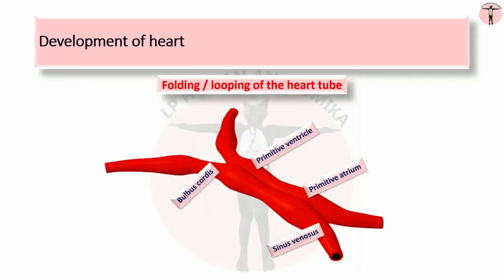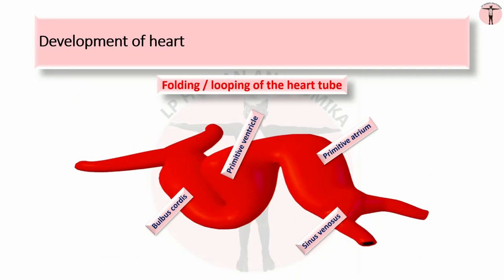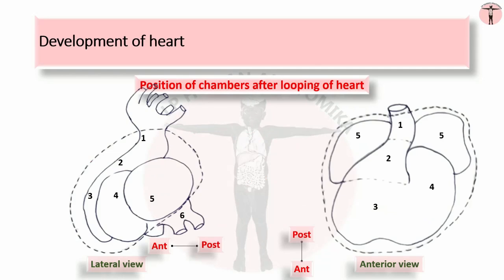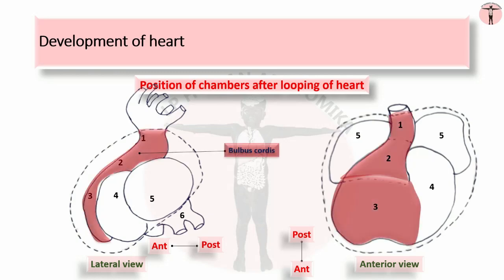To get an orientation of how the looping of the heart takes place, watch this animation. So, after looping of the heart, the positions of the chambers are as seen in these lateral and frontal views. The arterial end, represented by bulbous cordis, bends ventrally, caudally and to the right. So, the right ventricular chamber is present in front and to the right of all other chambers of the heart.